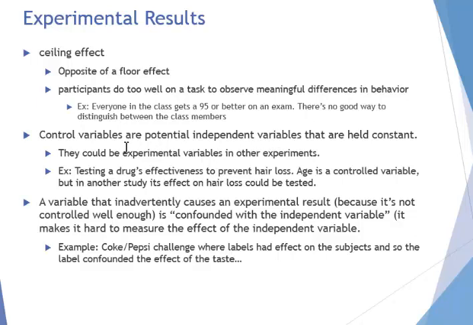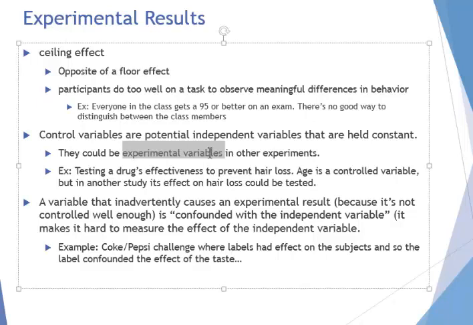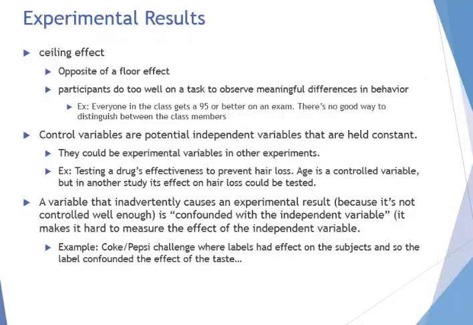But in a different experiment, it might be an experimental variable. For example, you could also have a different experiment to test how much experience helps when it comes to driving. So if you're testing a drug's effectiveness for hair loss, age is a controlled variable. If you're giving them all Rogaine, or whatever it is you're testing, you want to make sure they're all approximately the same age. They're all, let's say, 60 years old.